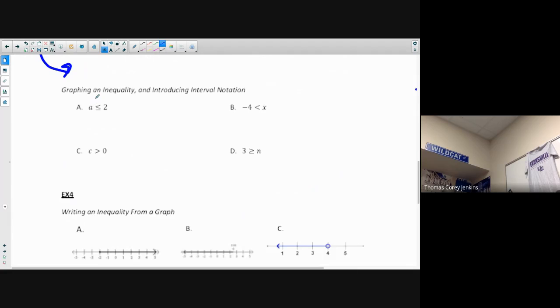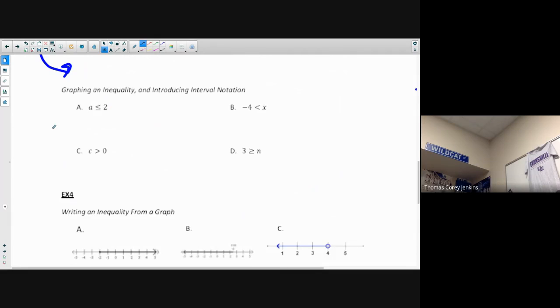Okay, so first of all, why would I have to graph an inequality? Why can't I just leave it as a is less than or equal to 2? Well, how many numbers are there on the number line that are less than or equal to 2? The answer is infinitely many, right? So the only way we can show infinitely many solutions is on a number line. Okay, so that's why we graph these the way we do.